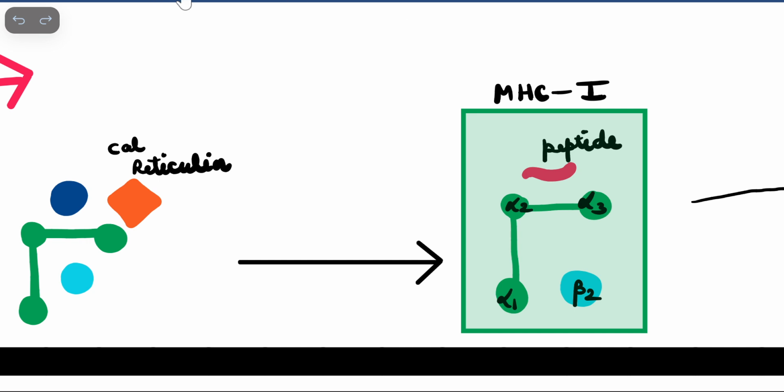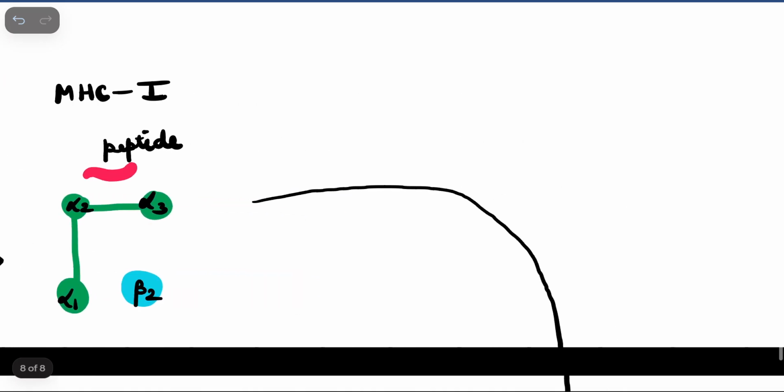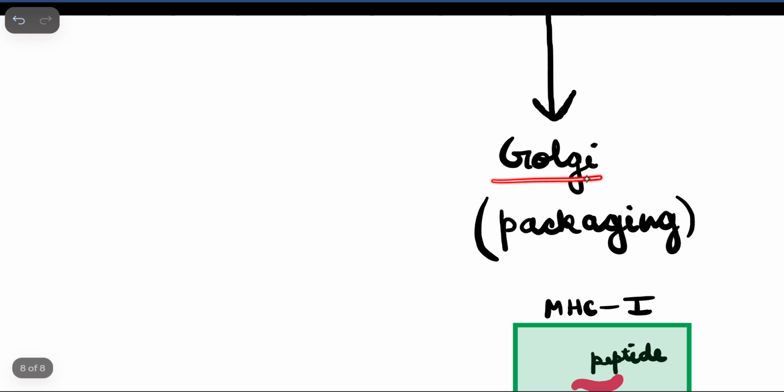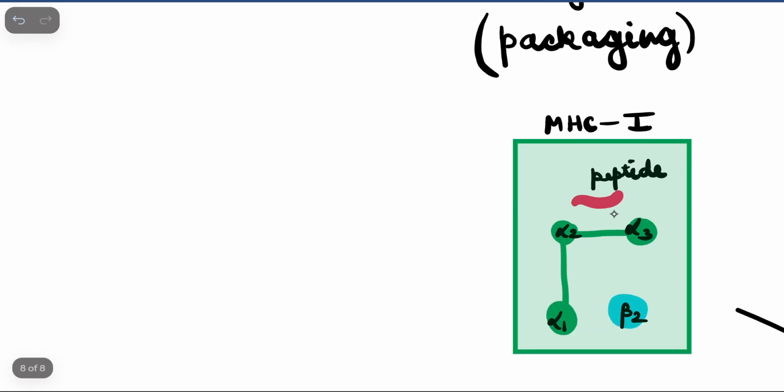At this stage, we can notice that it is not yet packaged. It has the alpha 3, alpha 2, alpha 1 as well as beta 2 subunits, and also the antigenic peptide. But now this complex has to exit the rough endoplasmic reticulum. Once it exits, in the Golgi apparatus it has to undergo packaging. So this is how your mature MHC1 has to look like.